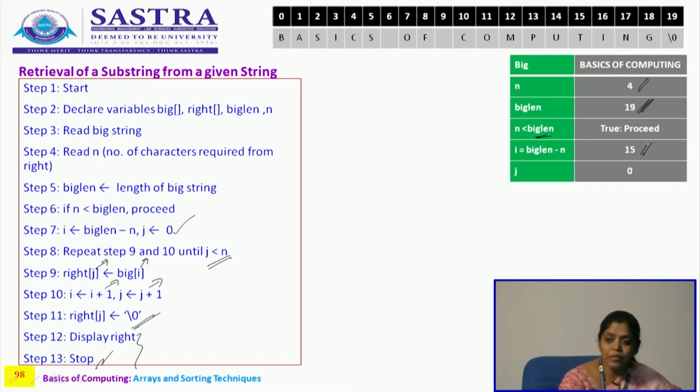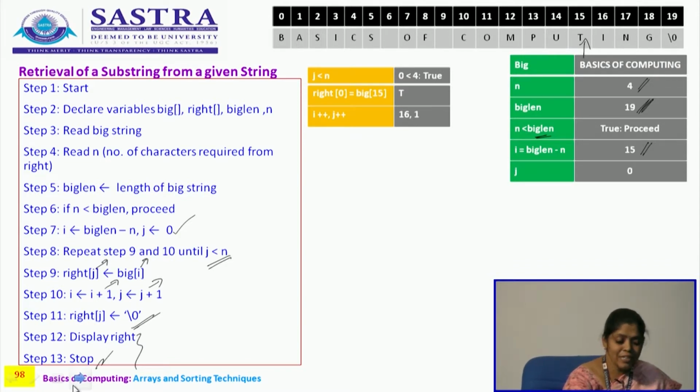So I is equal to big length minus n, that is 19 minus 4, which is 15. That means your I is exactly pointing to this position. That is how we are able to take the last 4 characters. So j is 0 now.